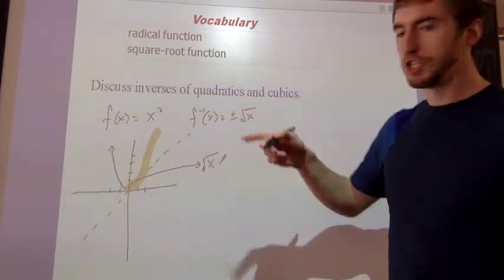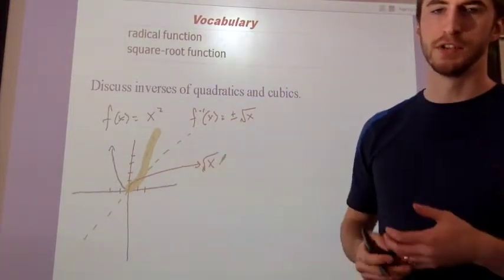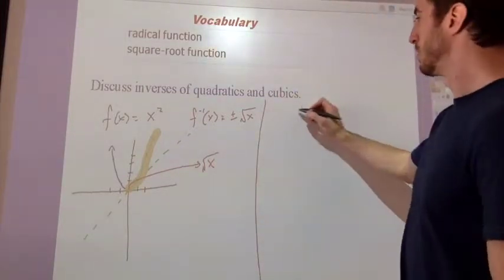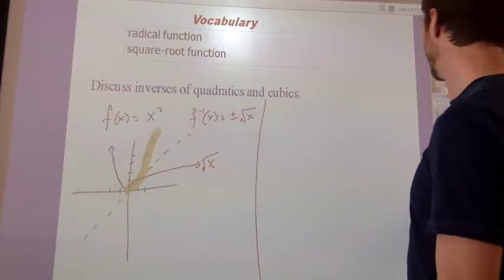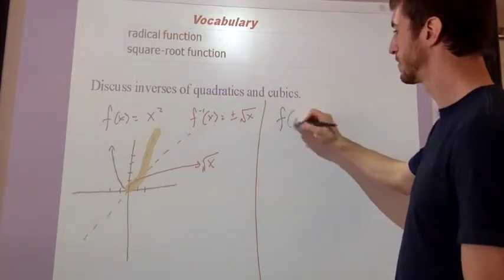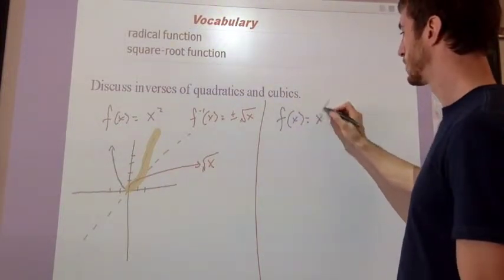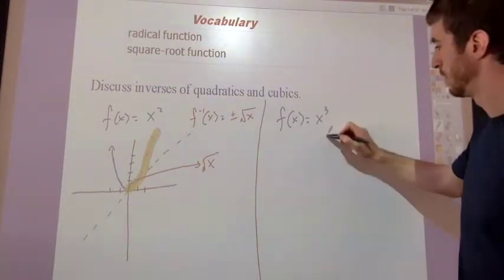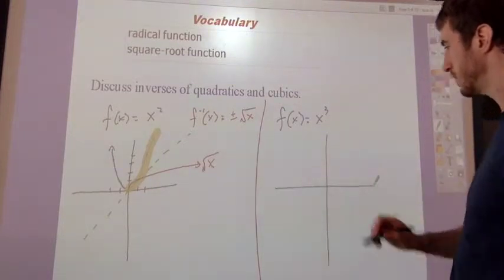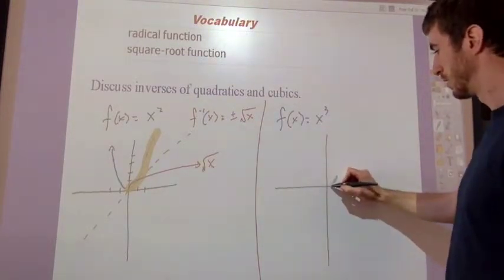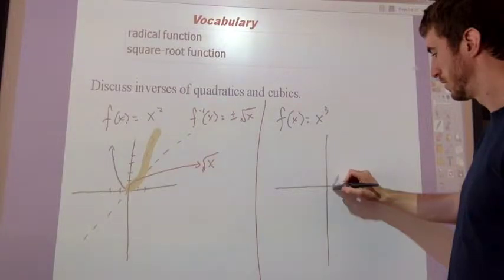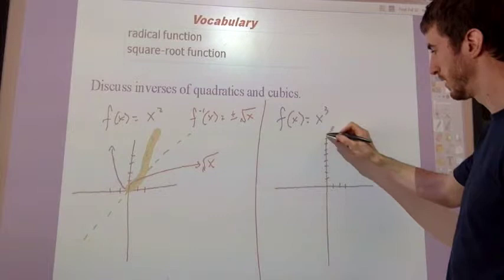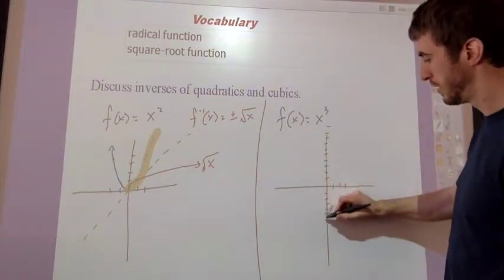For a cubic function, you don't have to write this down. I'm just kind of doing this as an intro. But for a cubic function, let's use f of x equals x cubed. And we know what this graph looks like as well, right? I'll go up to 9, and I'll go down to 9.